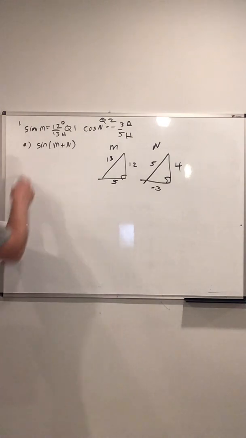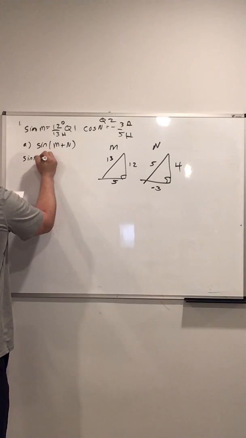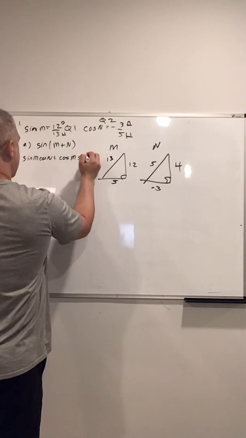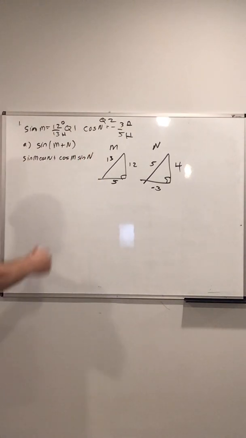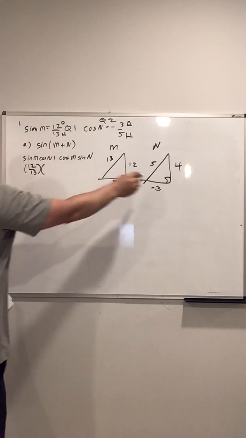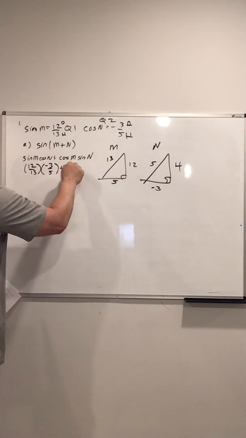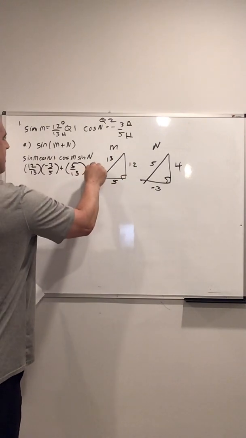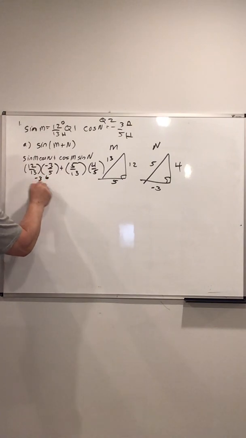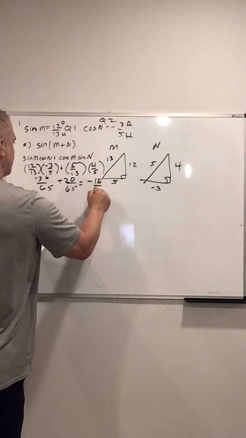All right, so the formula for sine of (m + n) is sine of m, cosine of n, plus cosine of m, sine of n. The sine of the m triangle is 12 over 13. The cosine of the n triangle is negative 3 over 5. The cosine of the m triangle is 5 over 13. And the sine of the n triangle is 4 over 5. So that's negative 36 over 65 plus 20 over 65, which gives you negative 16 over 65.